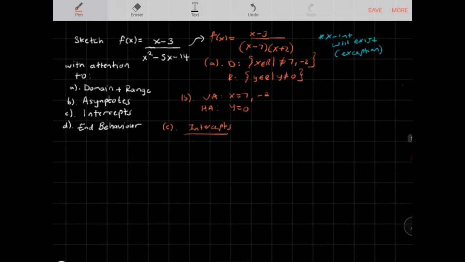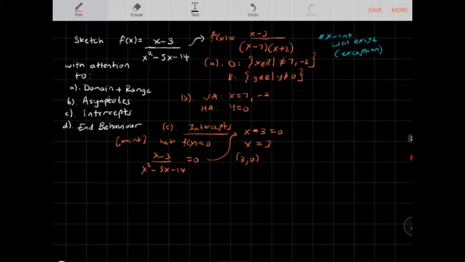Our x-intercept here is going to be, I'm going to let f of x equal 0. So if I let f of x equal 0, I get x minus 3 over x squared minus 5x minus 14 is equal to 0. In this case, we're looking at the numerator to find the x-intercept, so x minus 3 equals 0. So x is equal to 3. So 3 and 0 is our x-intercept.